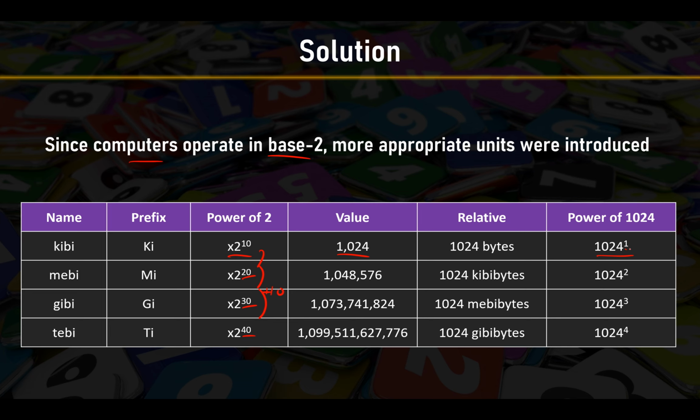If we look at it in terms of the power of 1024, Kibi is 1024 to the power of 1, Mebi is 1024 squared, Gibi is cubed, and Tebi is to the power of 4. And the thing we can notice is that Kibi is going to be 1024 bytes, but then Mebi is going to be 1024 Kibibytes, Gibi 1024 Mebibytes, and Tebi 1024 Gibibytes. And again, that's because of this relationship here.